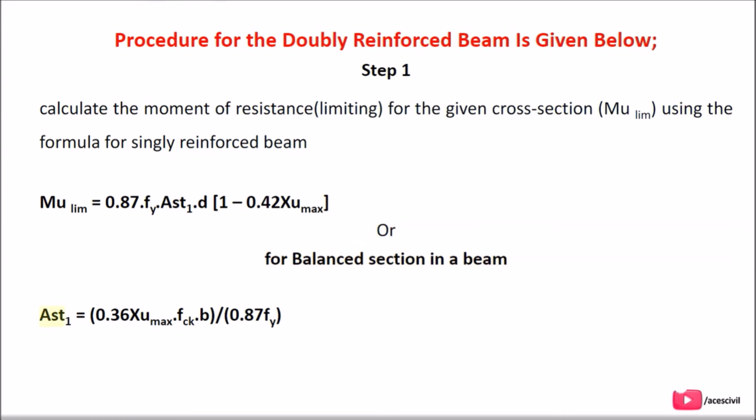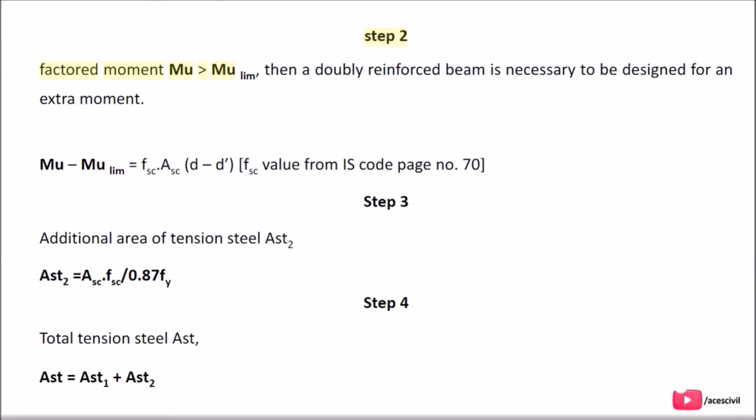Ast1 equals 0.36 fck b xu max / 0.87 fy. Step 2. If the factored moment exceeds Mu lim, then a doubly reinforced beam is necessary to be designed for an extra moment.